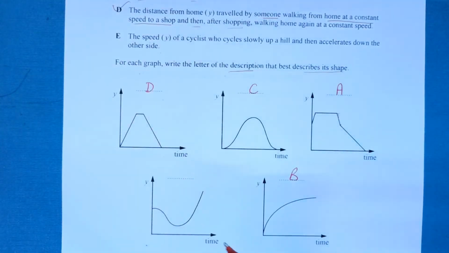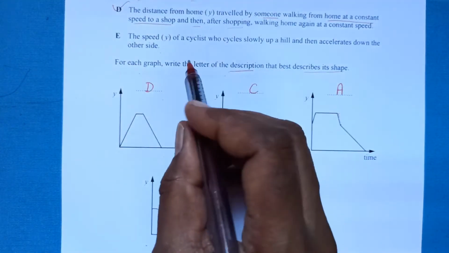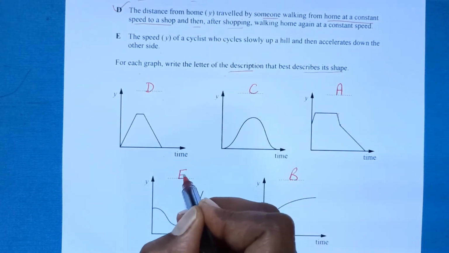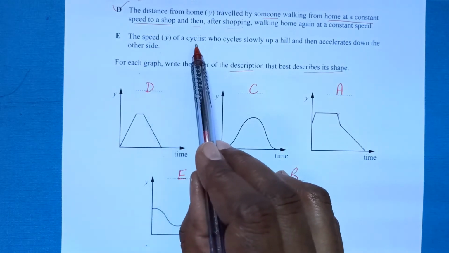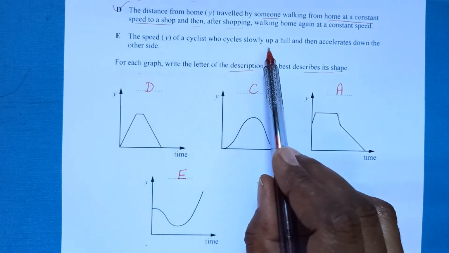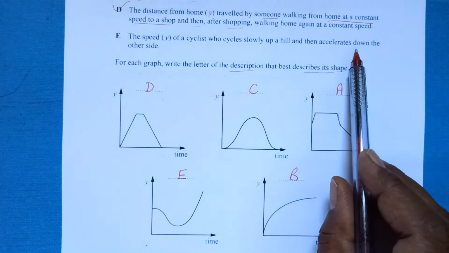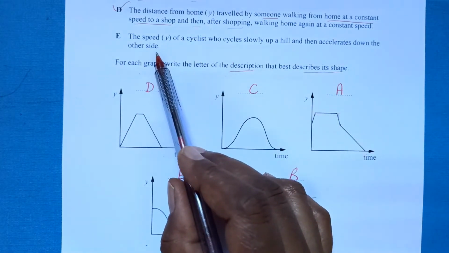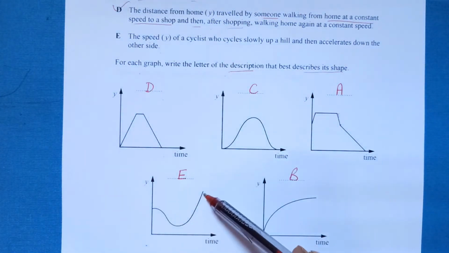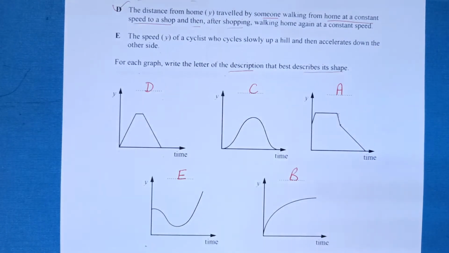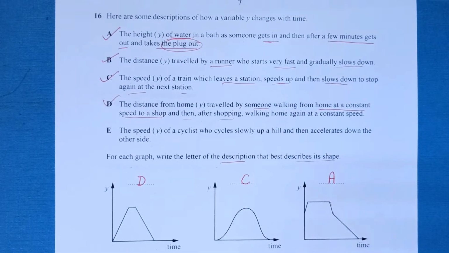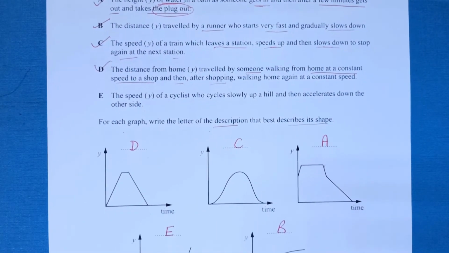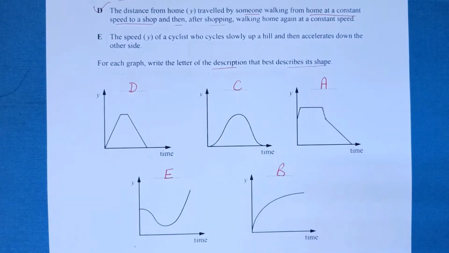So the next one, you need not even read that one. So that will be E, which is the only one which is left. But let's see what that is. The speed y of a cyclist who cycles slowly up a hill and then accelerates down the other side. So it's represented by this. So this is how you will figure it out from the description which is given to you. You need to match these with all the 5 graphs that are given to you.